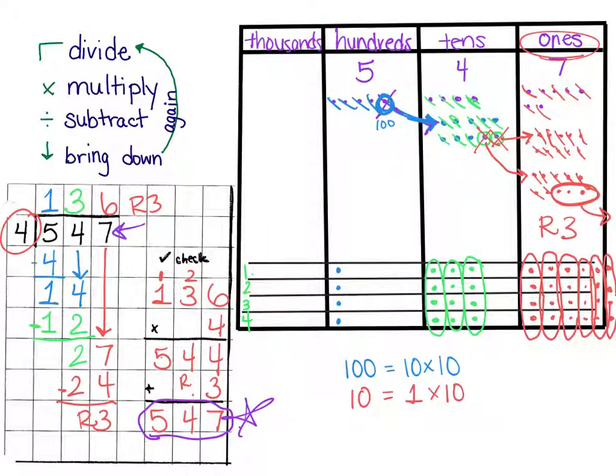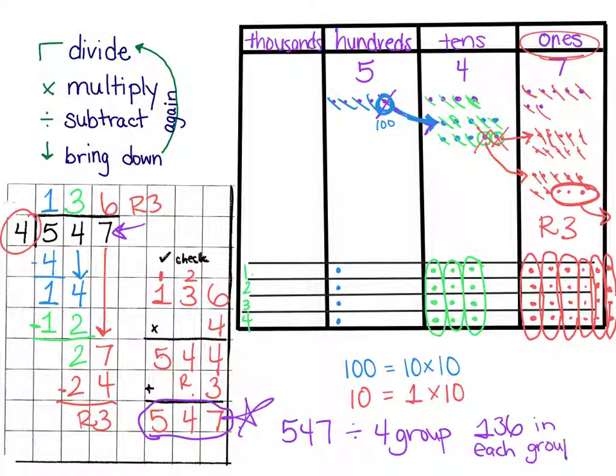So in the number 547, when we divide it into 4 groups, there are 136 in each group. Does that make sense? There's 136 in each group, and there's 4 groups. So when we checked it, we took 136 and multiplied it times the 4 groups, to see if we could get our original answer.